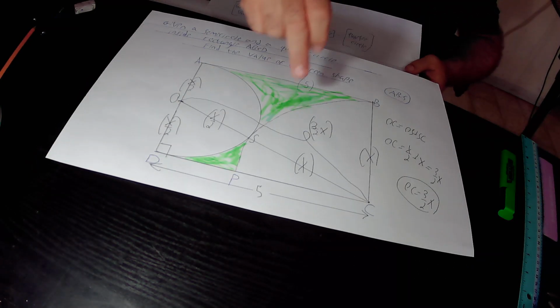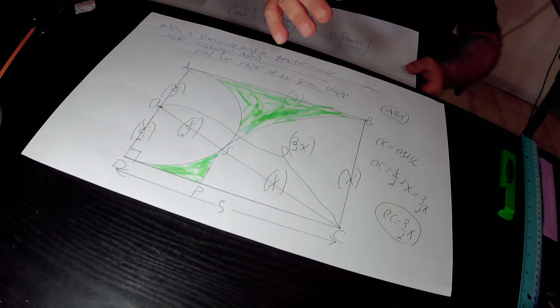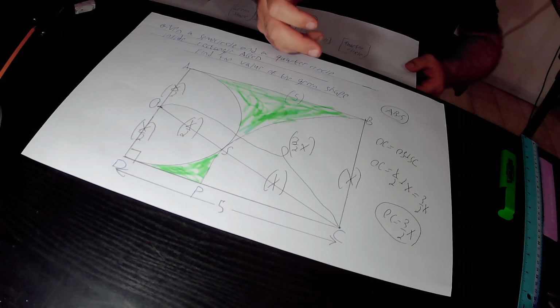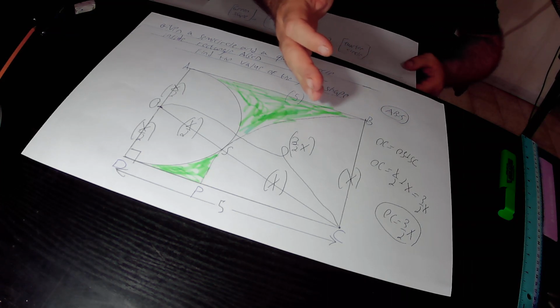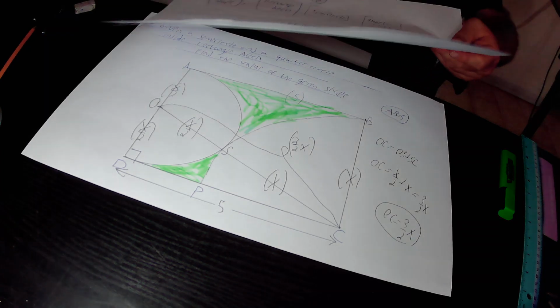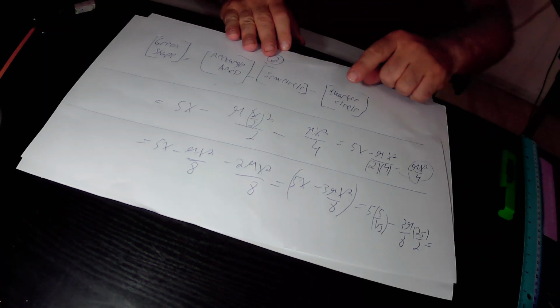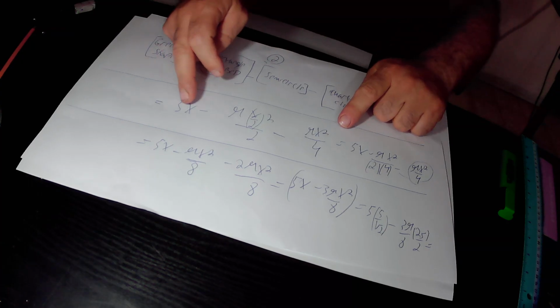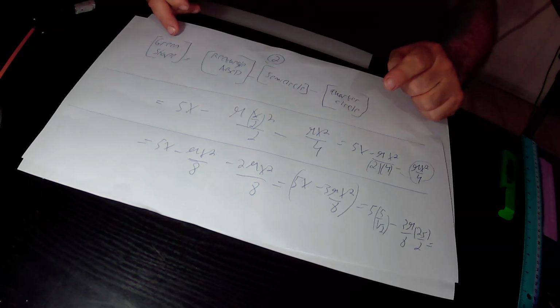Minus the area of this quarter circle. The area of the quarter circle equals the area of the circle over 4. The radius of this circle is x, and therefore the area of the circle is pi x squared, and the area of the quarter circle is pi x squared over 4. So the value of this expression is equal to the area of the green shape.